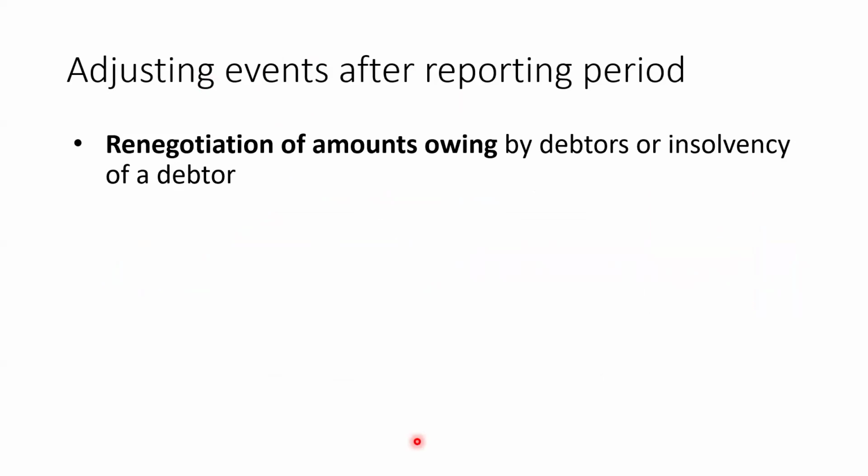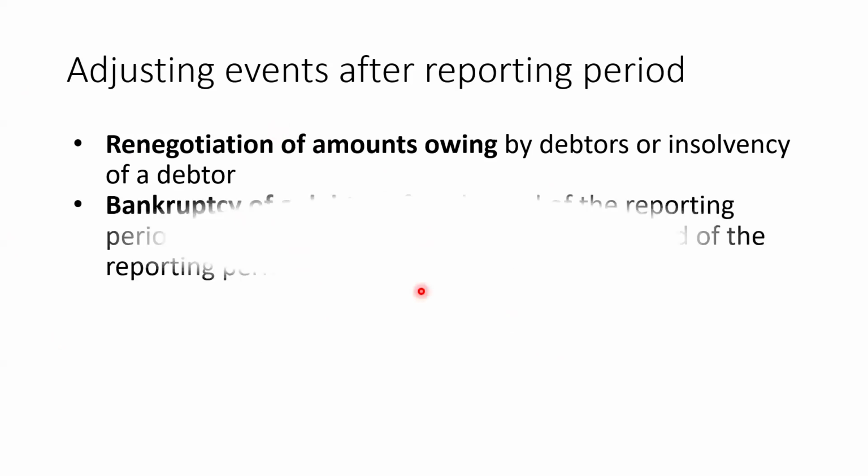So I'm giving you examples of adjusting events. This is coming directly from the standard. Renegotiation of amounts owing by debtors or insolvency of a debtor. If a debtor becomes insolvent between the financial statement date and the authorization date, it's an adjusting event. If the debtor comes for a renegotiation of the amount that they are owing, it's an adjusting event. This is according to the standard.